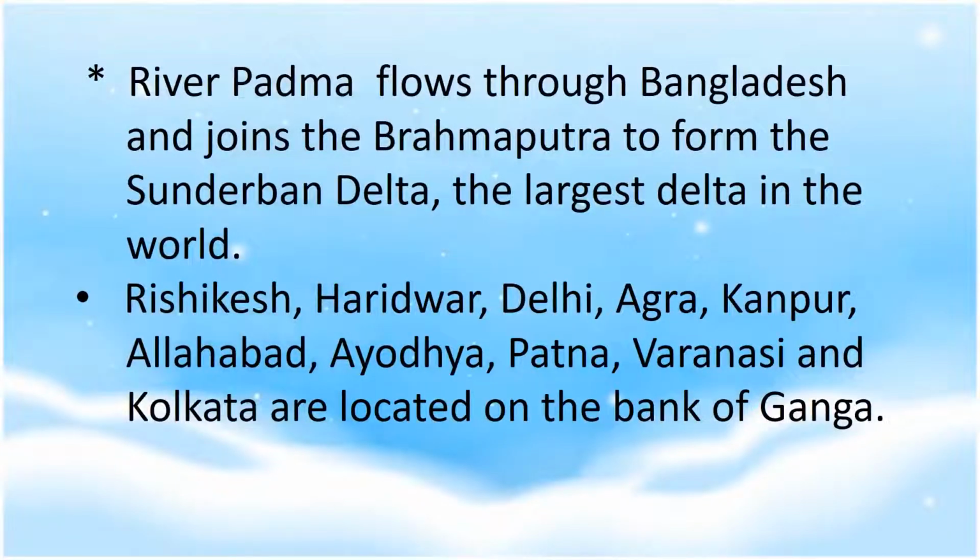River Padma flows through Bangladesh and joins Brahmaputra to form the Sundarban Delta, the largest delta in the world. The Ganga basin is the most densely populated part of India. Rishikesh, Haridwar, Delhi, Agra, Kanpur, Allahabad, Ayodhya, Patna, Varanasi and Kolkata are located on the bank of Ganga.